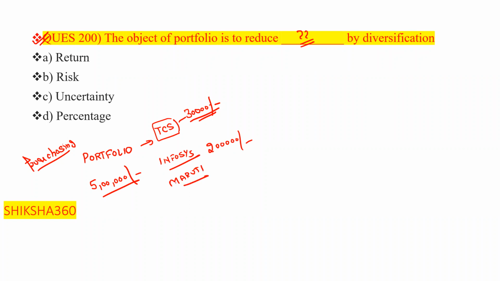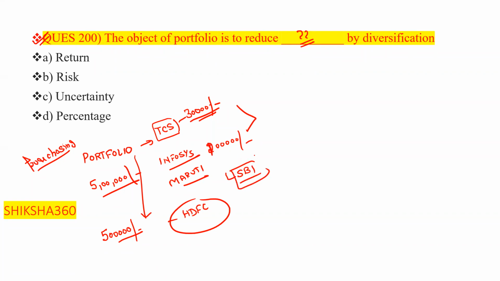On the other hand, we have 5 lakh rupees and we invest the whole amount in HDFC. Why do we invest in two sectors, in two different organizations, or say in the SP along with that? 1 lakh here, 1 lakh here. So what is the reason behind that?